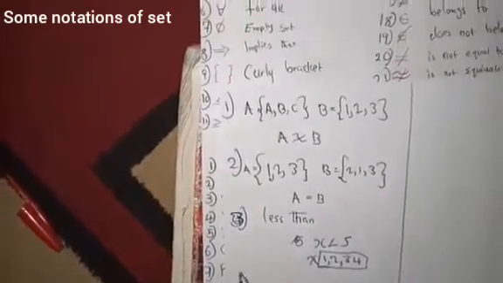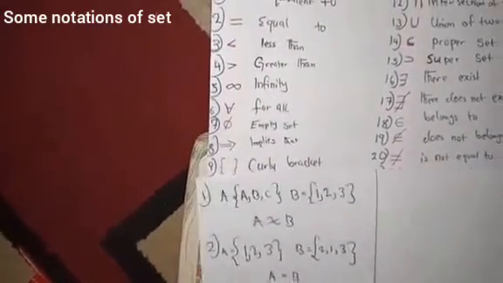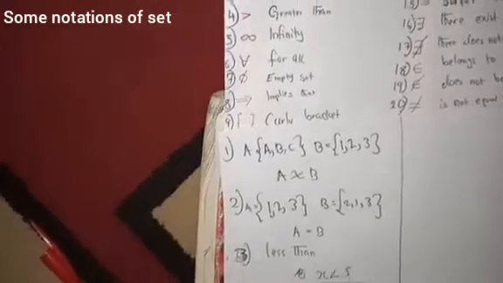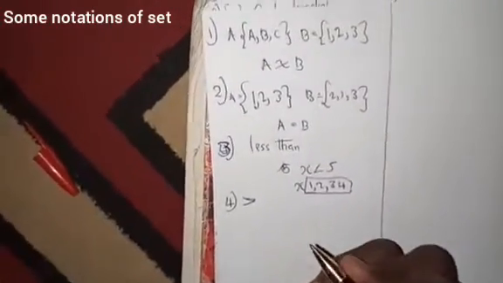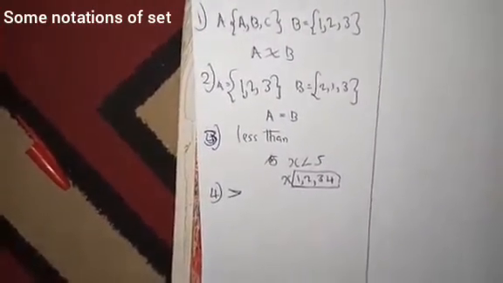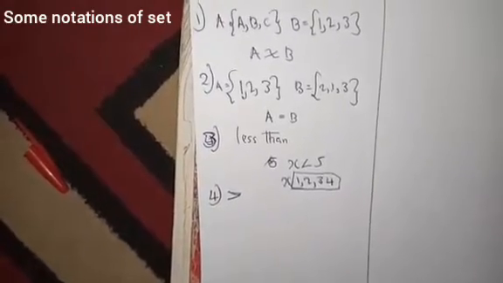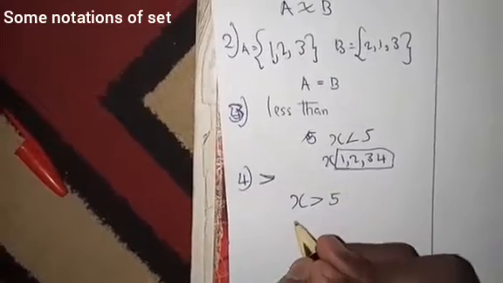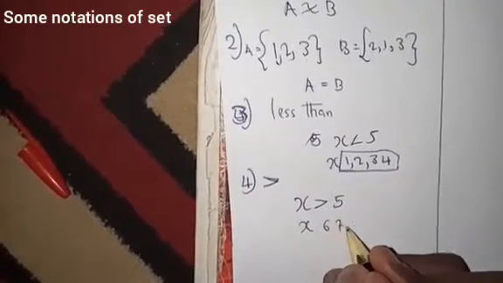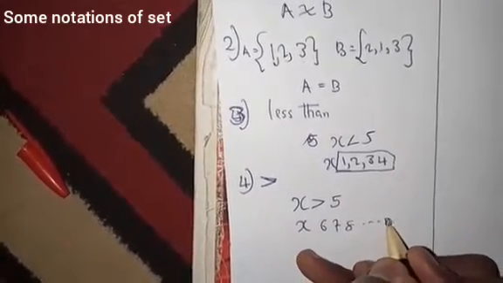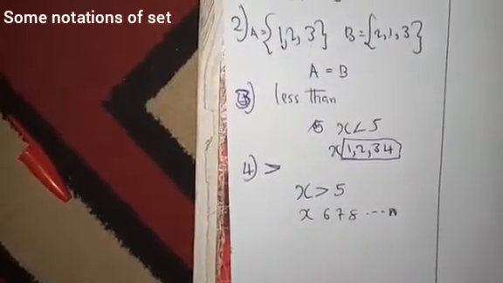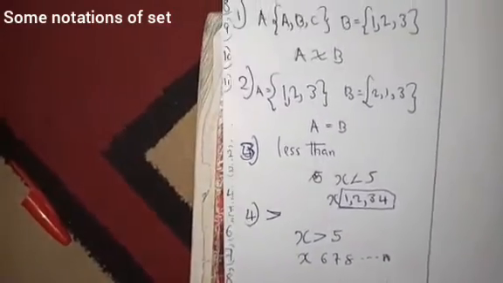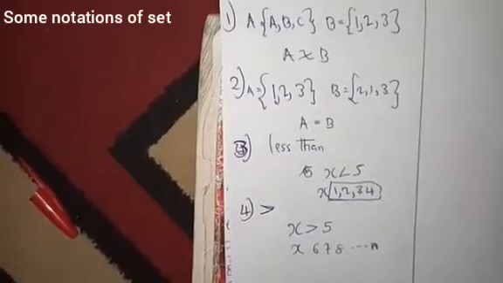Now we are moving to number 4, that is greater than. If we say greater than, we simply mean a number greater than that particular number. For example, if x is greater than 5, then x can be 6, 7, 8, into infinity. So any number above 5, x can take. That's what we refer to as greater than.